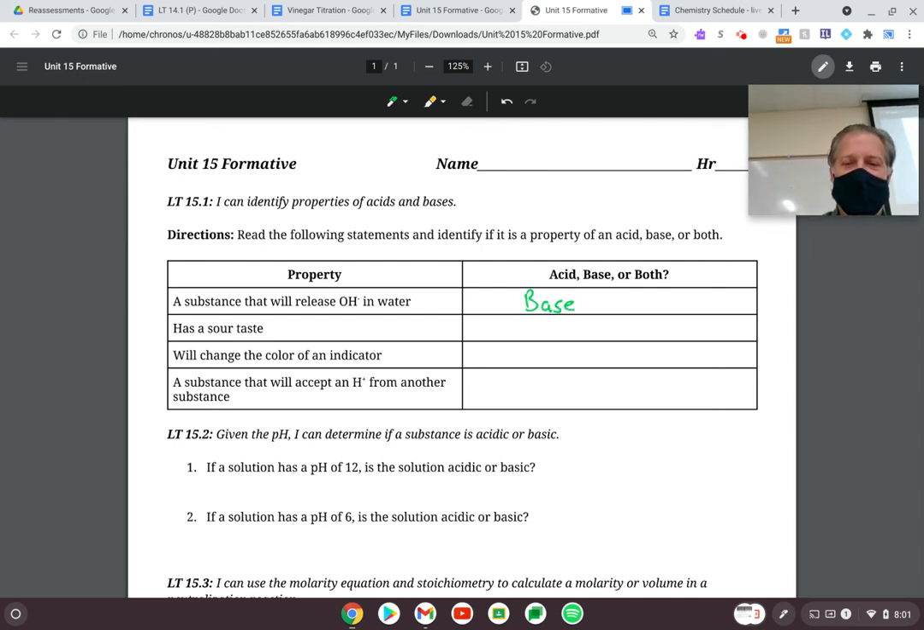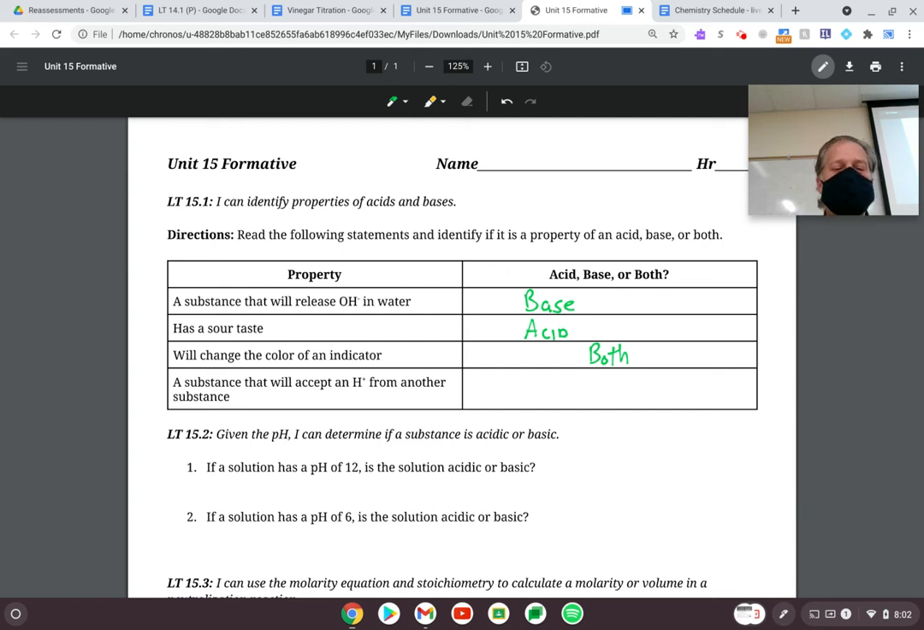Having a sour taste, that will be an acid, and will change the color of an indicator. So in this case, this is a good example of both. One of the properties of acids and properties of bases is that they will definitely change the color of an acid-base indicator. But when we did our lab on Tuesday, what appeared to have happened is that the phenolphthalein, the thing that you put 2 or 3 drops of in, the acid didn't seem to do anything to it, but the base appeared to do something to it. But that's not always true. Both acid and base can change the color of an acid-base indicator.